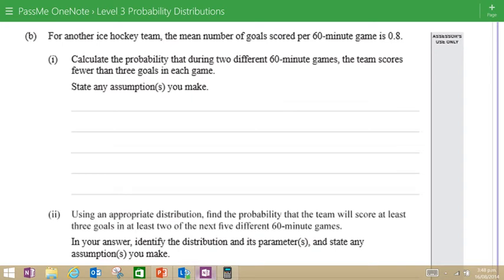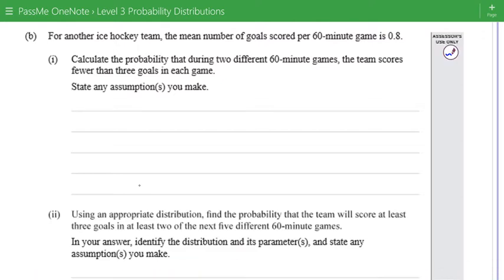Okay, here's our question B from this paper. Now I've got the same situation for another hockey team, and the mean number of goals that they score per 60-minute game is 0.8. So we've been asked to calculate the probability that in 2 different games they score fewer than 3 goals in each game.